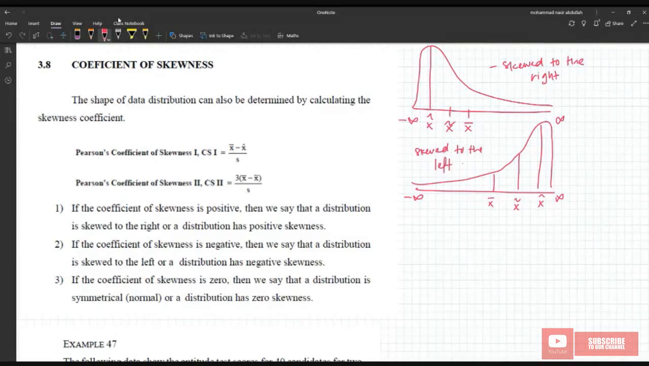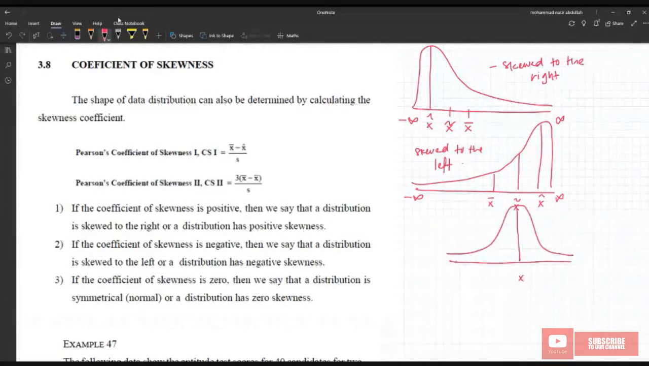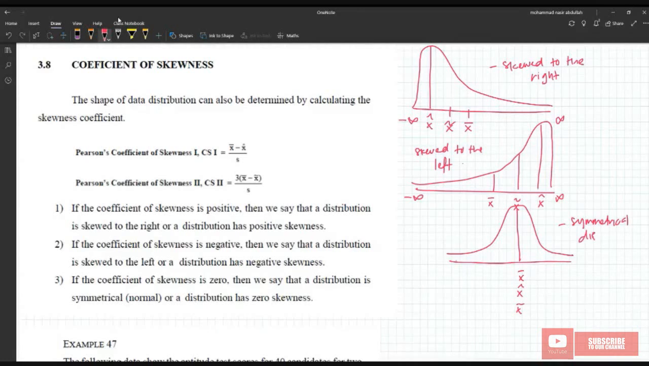It's skewed to the left. And when we have the same value of mean, median, and mode, this is mean, mode, and median, so we have a symmetrical distribution, right? So this is based on the characteristic of measures of central tendency: mean, mode, and median, right?